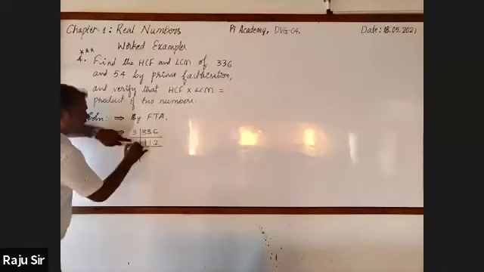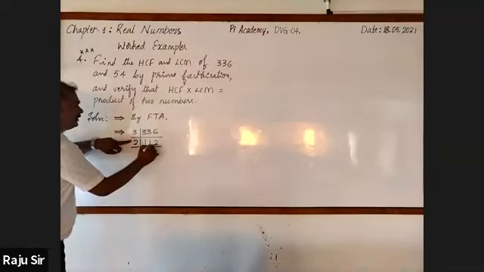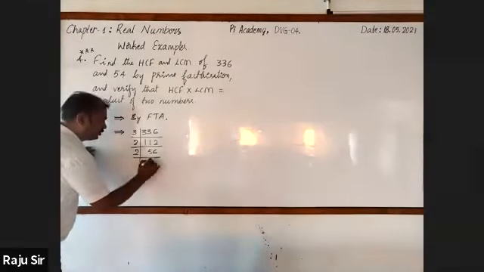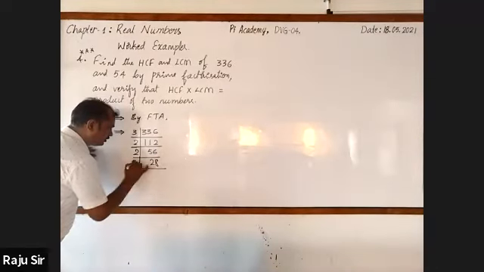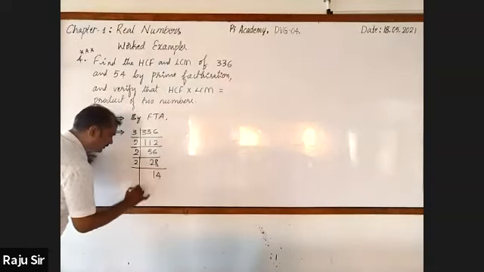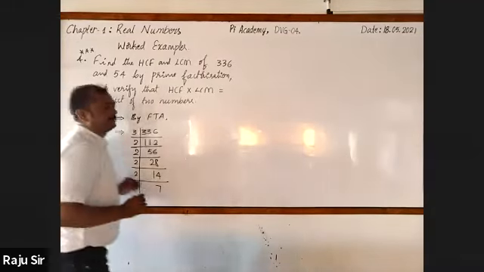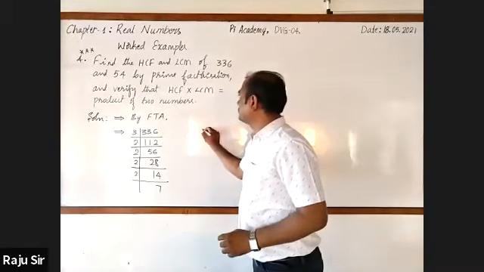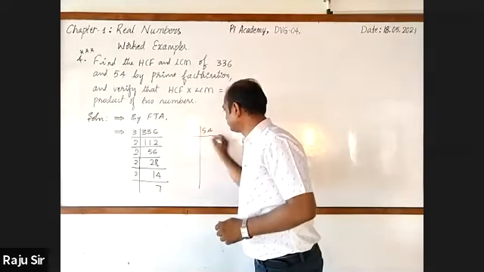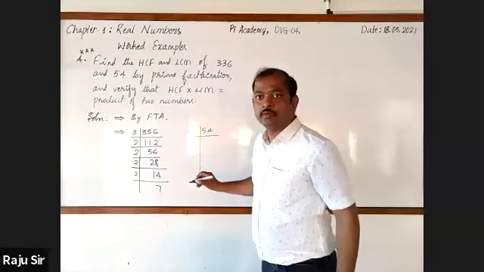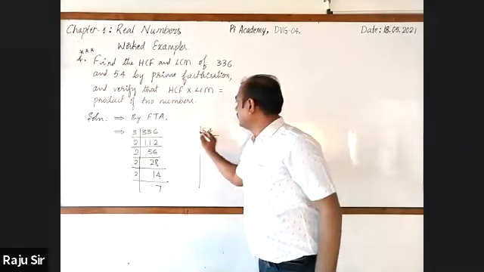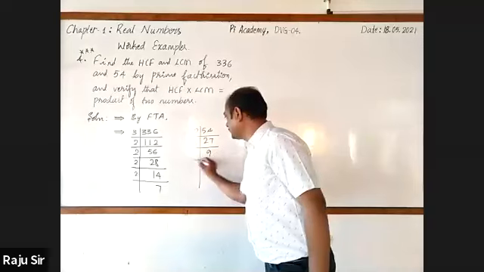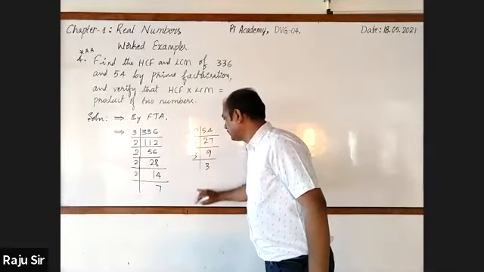Let me continue this. Here, 2 5s are 10. 1 will remain 12. Then 6 are. Then 2 28s are. 2 14s are. Then 2 7s. Next, find the prime factorization of 54. 2 27s are. 3 9s are 27. 3 3s are. Please cross check.